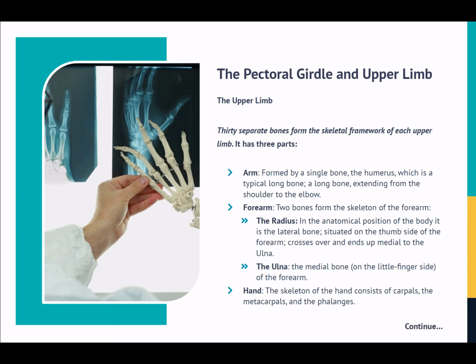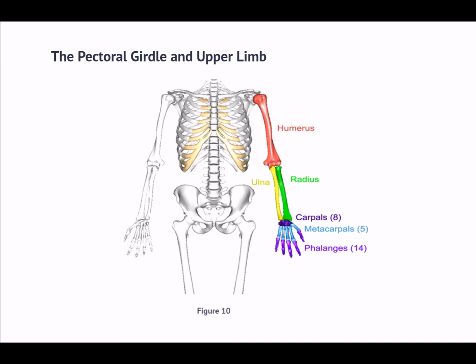Hand. The skeleton of the hand consists of carpals, the metacarpals, and the phalanges. Figure 10.